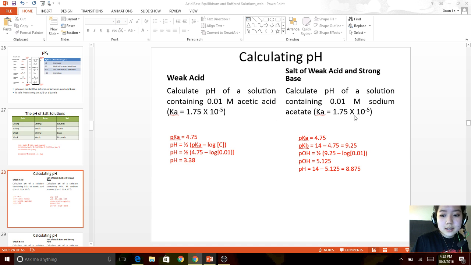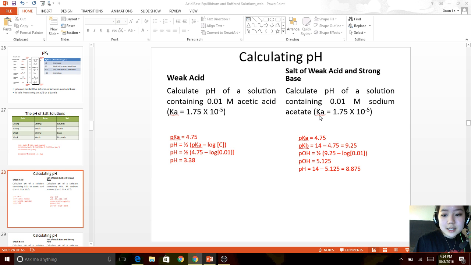So looking at this one, sodium acetate, we can tell that this is going to be a weak acid, which was acetate reacting with a strong base, sodium hydroxide. You can just tell by looking at the name or basically the formula of the drug. And so we know that we're going to need the pKb value of this because a weak acid and a strong base are going to create a basic salt solution.